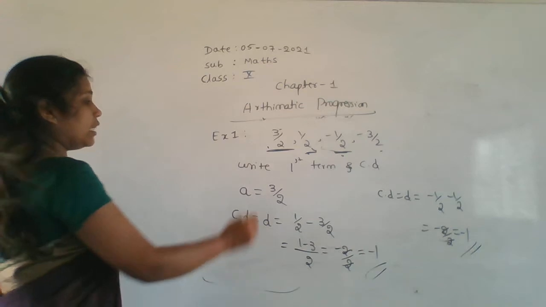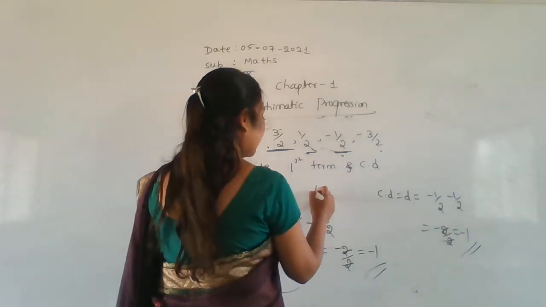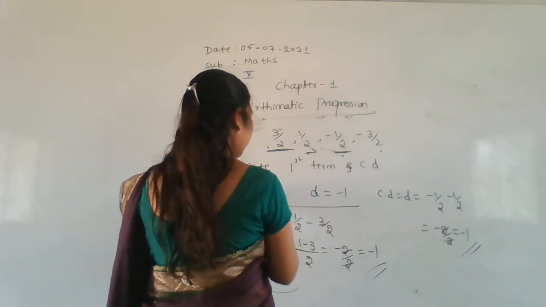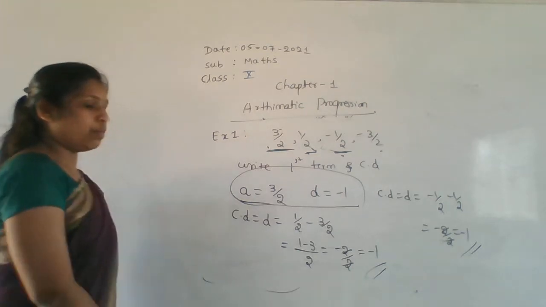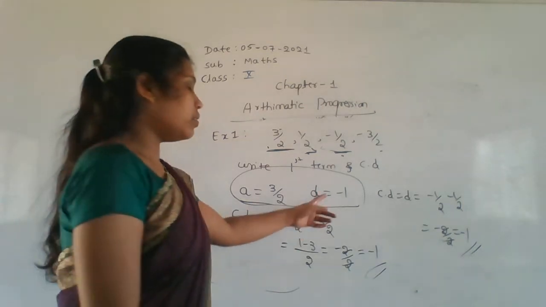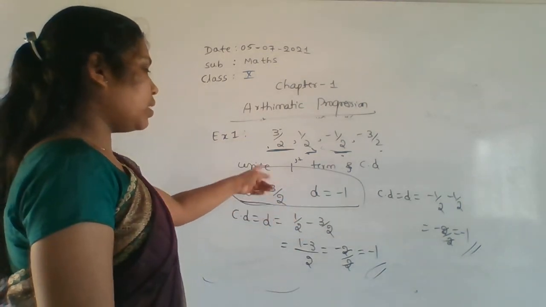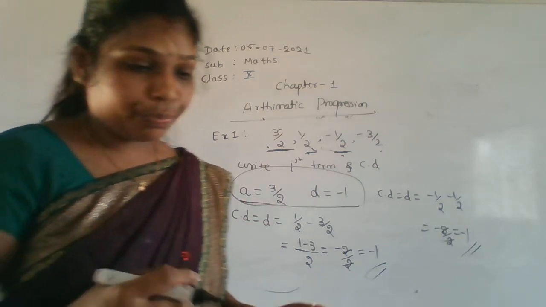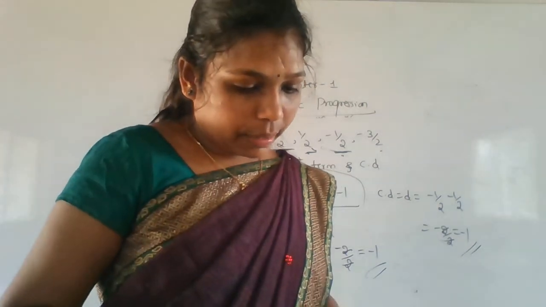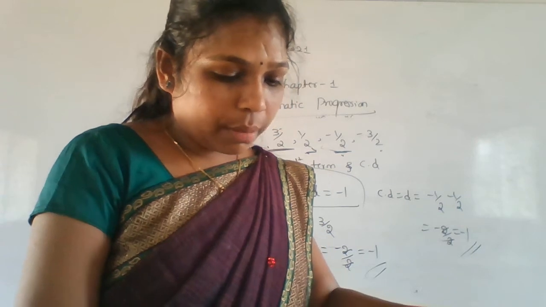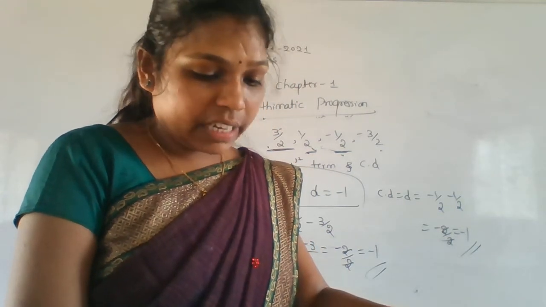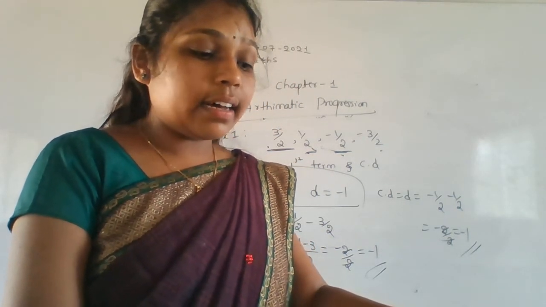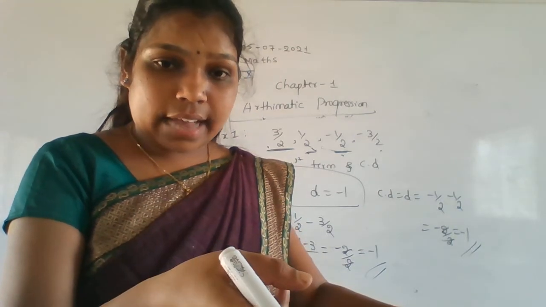So the common difference is minus 1. This is the answer for this progression. Common difference is minus 1 and the first term is 3 by 2. And the second example is, which of the following numbers form an AP. If they form an AP, write the next two terms.